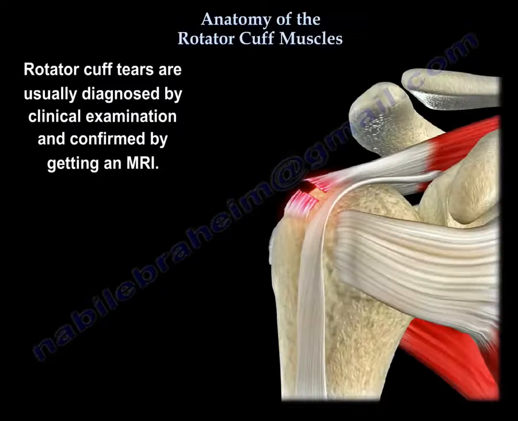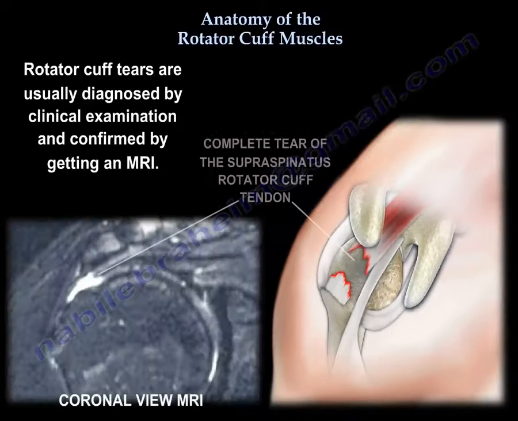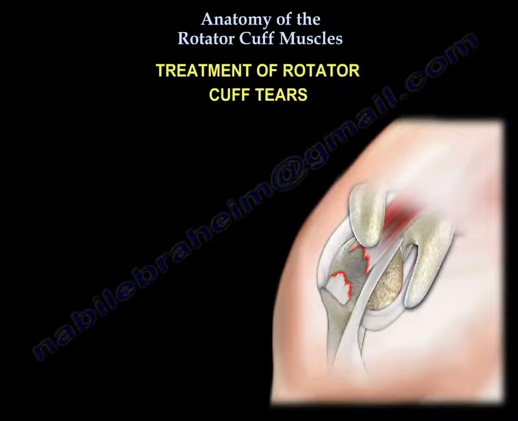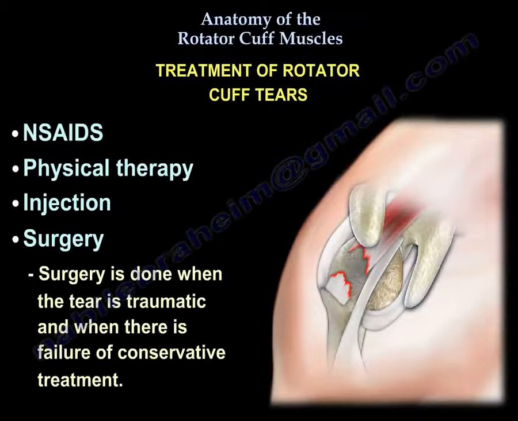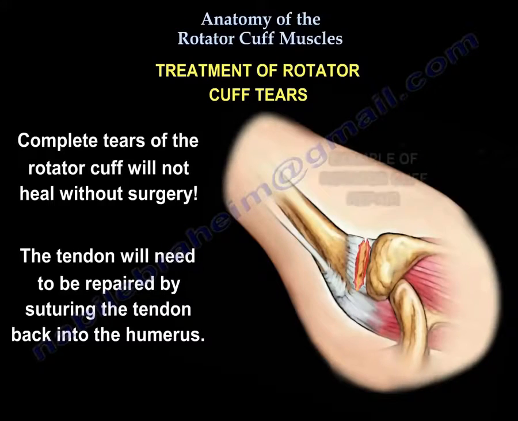The cuff tear is usually diagnosed by clinical exam, and the diagnosis is confirmed by an MRI. The treatment is usually done by non-steroidal anti-inflammatory medication, by physiotherapy, by some injections, and by surgery. Surgery is done when the tear is traumatic, meaning it's caused by trauma, and when there is a failure of the conservative treatment.